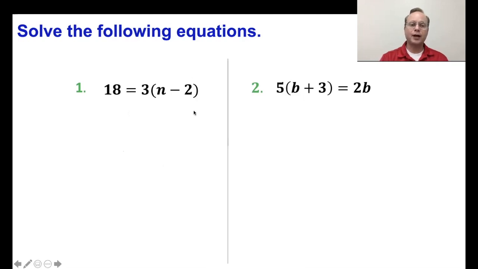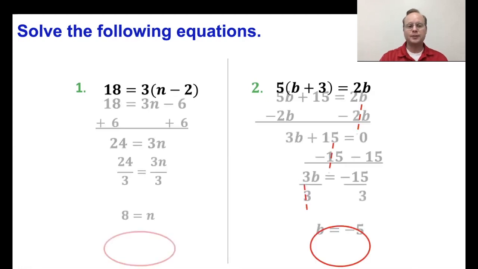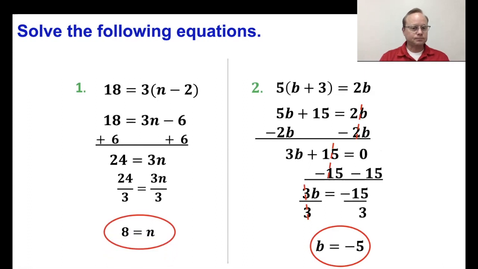We got a couple different routes we can take on this one, right? On this very first one, we can distribute this 3 on the inside, or we can divide both sides by 3. Actually, both of them would work. The easiest route for most students is just to go ahead and distribute that 3 to everything on the inside. But if you want to do it the other way, you can. They both will get you the same answer. So, okay, check your answers here to make sure that you got the right answer.